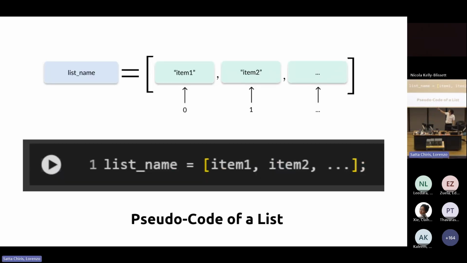Here is a general way of creating a list. Usually it is something we call pseudocode. It's not actually code, but it's conceptual. You have a first item, then a second item, then a third item. And each one of these items is going to have a position, which is 0, 1, 2, and we go over.